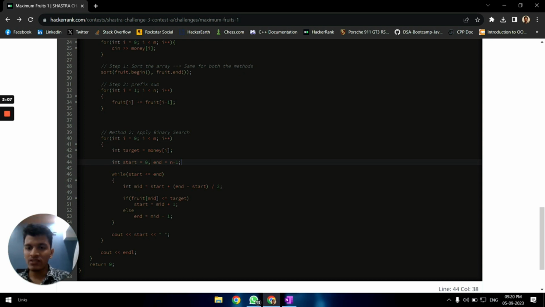And as we do the test cases on pen and paper, we find that the start value and the answer come out to be the same, so the cout can be written as the start value.